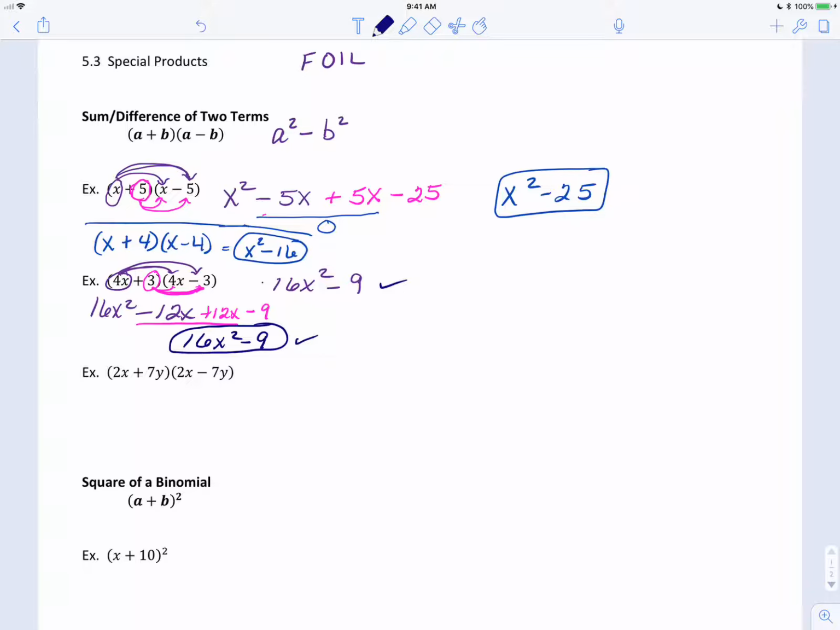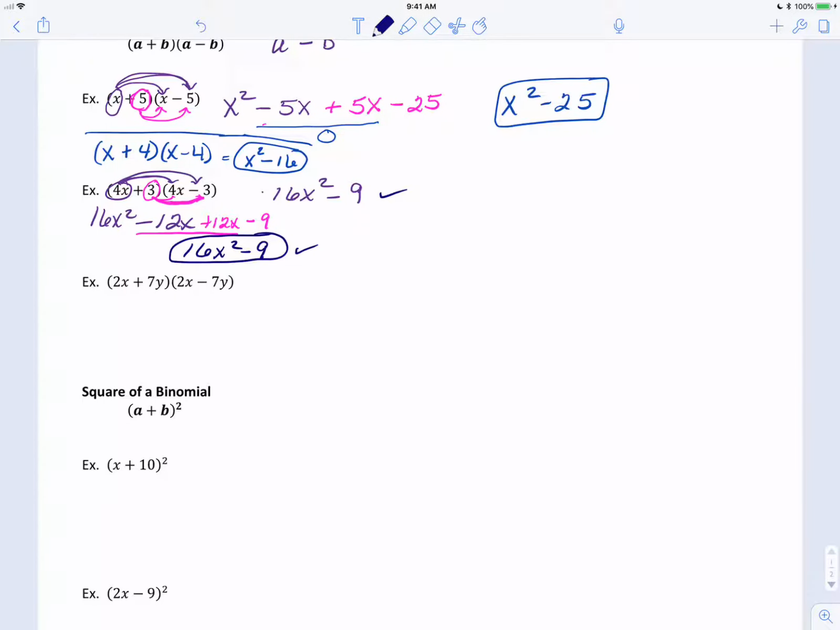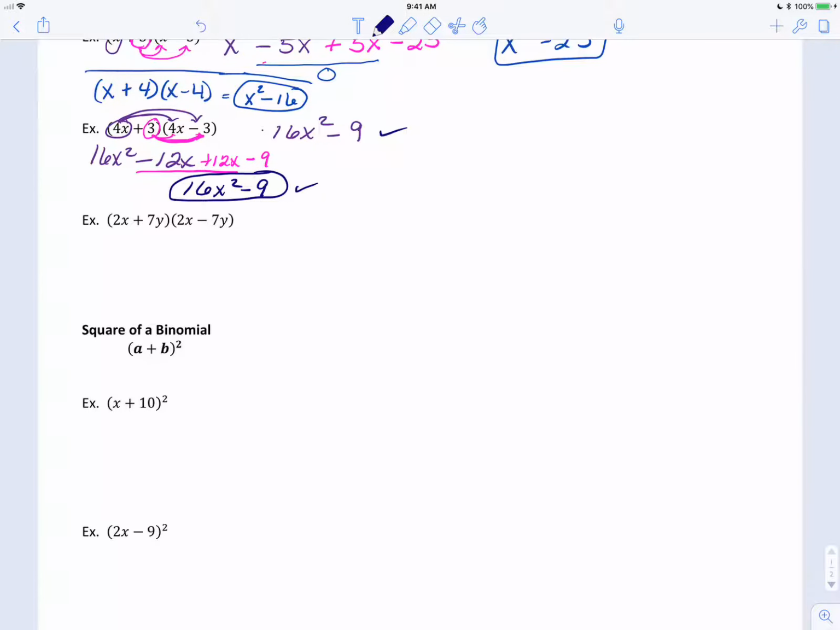But that only works when it's a positive and a negative with the same a and b type terms. Okay, so can you look at this one and say, well, what should this end up being?